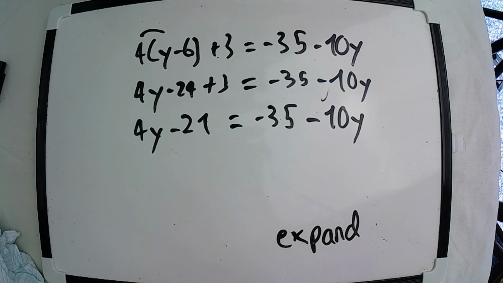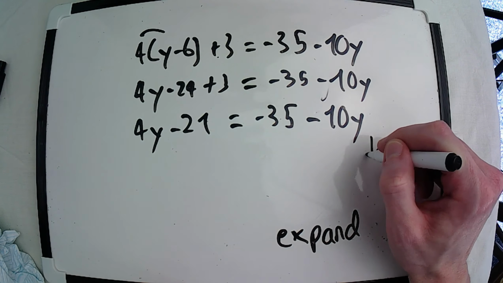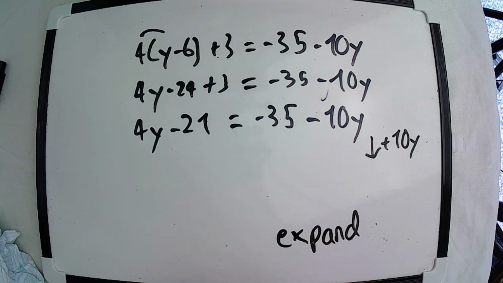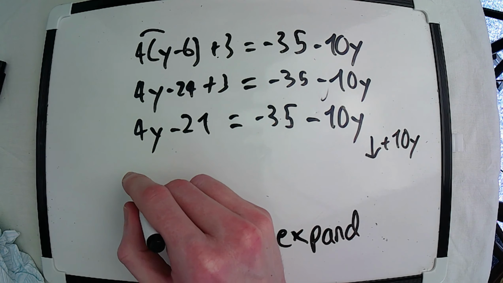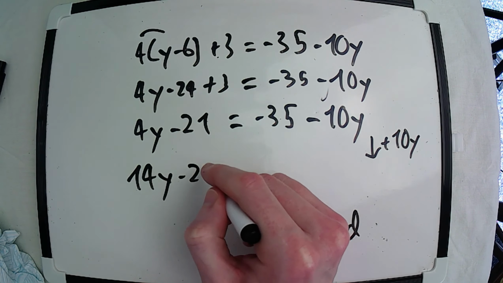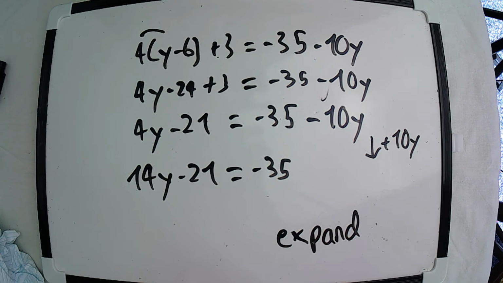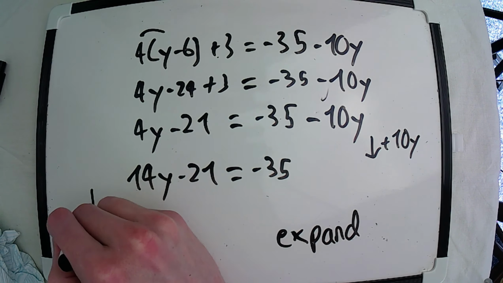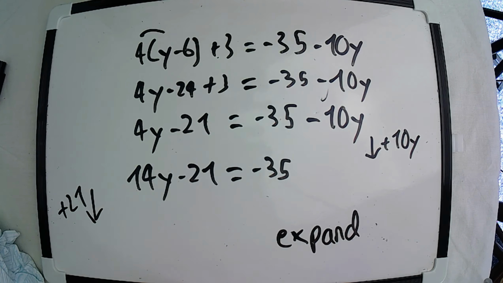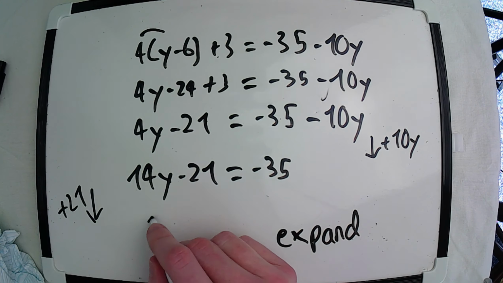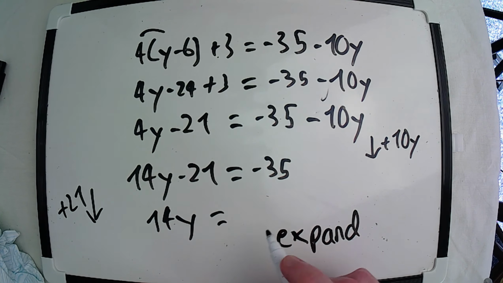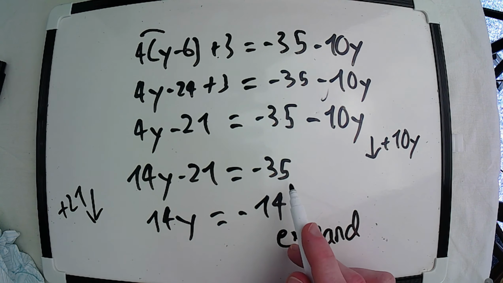And now this is exactly the same as the previous ones we've done. I'm going to deal with the 10y first. I don't like a minus 10y. But there's lots of ways of doing this, and we'll add 10y to both sides. So this disappears. We have 14y, subtract 21 equals minus 35. Okay, numbers on both sides. We need to deal with this minus 21. So we can add 21 to both sides of the equation. Remember, you're preserving equality. And we have 14y equals minus 14. Remember, minus 35 plus 21 becomes minus 14.